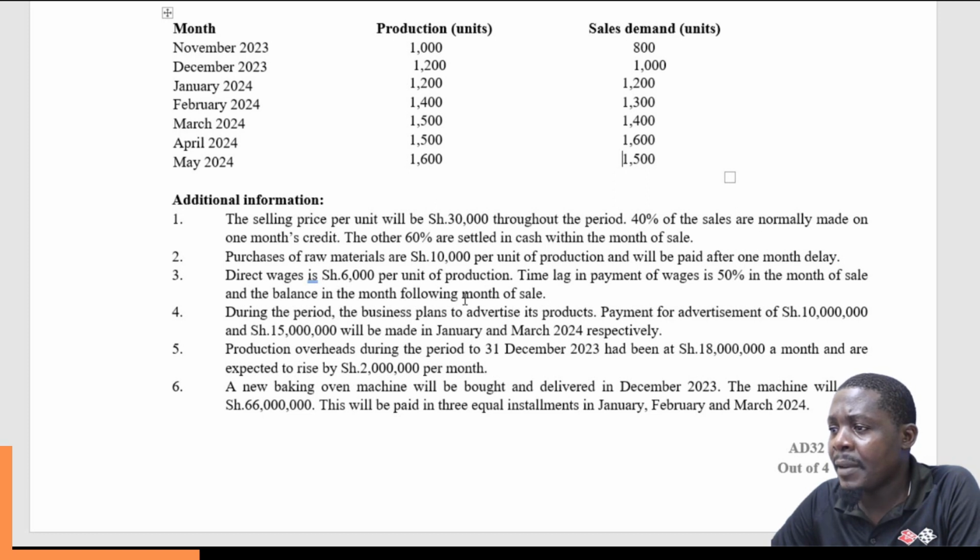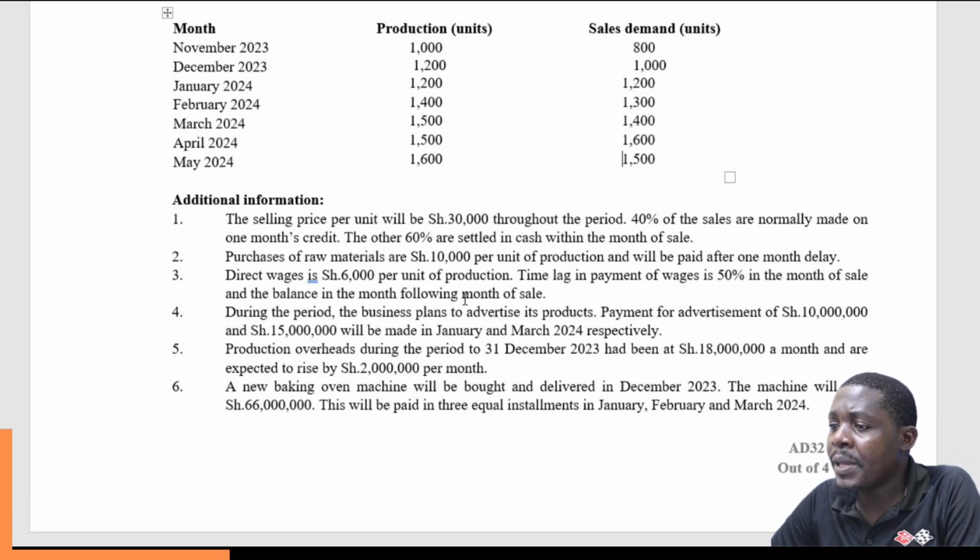Direct wages is 6,000 per unit of production. Time lag in payment of wages is 50% in the month of sales and the balance in the month following sales. Then during the period the business plans to advertise its product. Payment for advertisement of 10 million and 15 million will be made in January and March respectively.